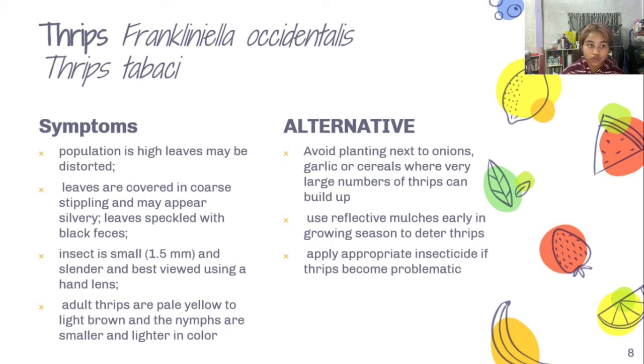Management to control the thrips: avoid planting next to onions, garlic or cereal, where a very large number of thrips can build up. Use reflective mulches early in the growing season to deter thrips. Apply appropriate insecticides if thrips become problematic.